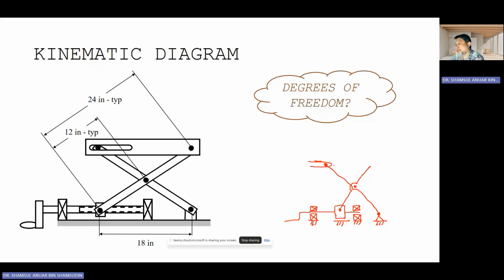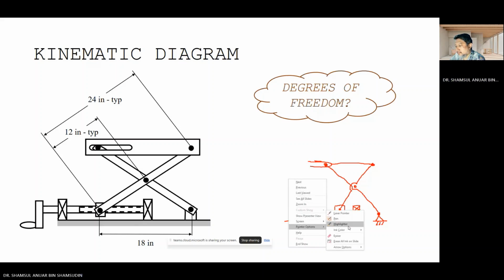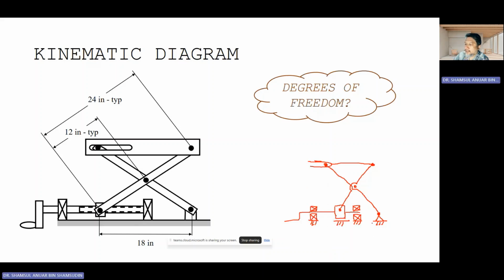And then this part will continue here, and it is connected like that. Okay, so this is the kinematic diagram, not really beautiful, but I guess you get the idea.